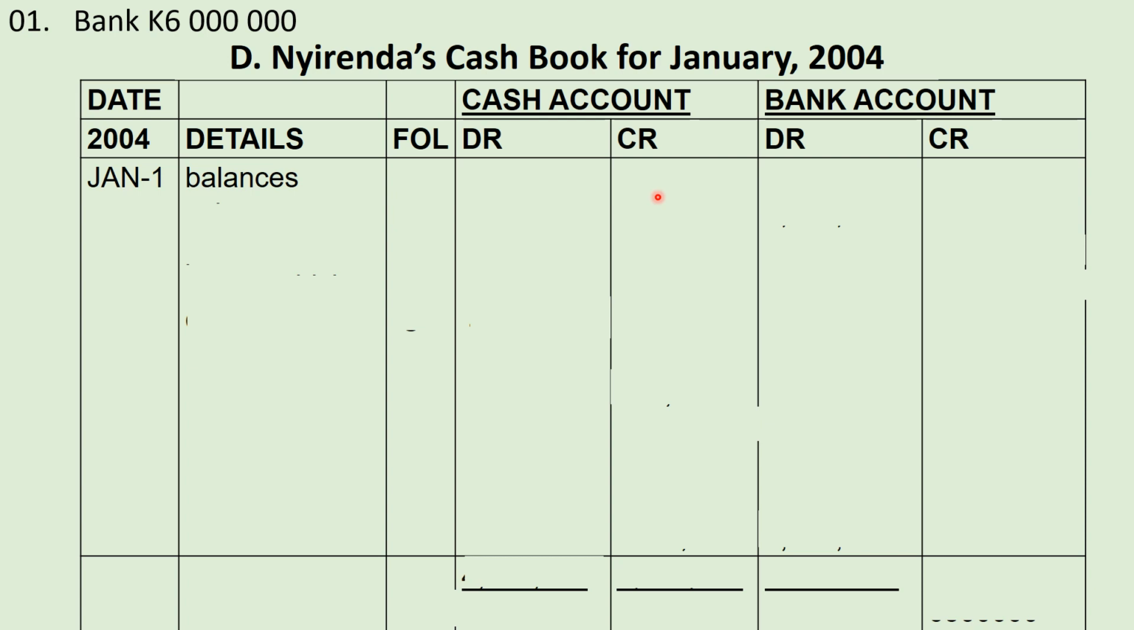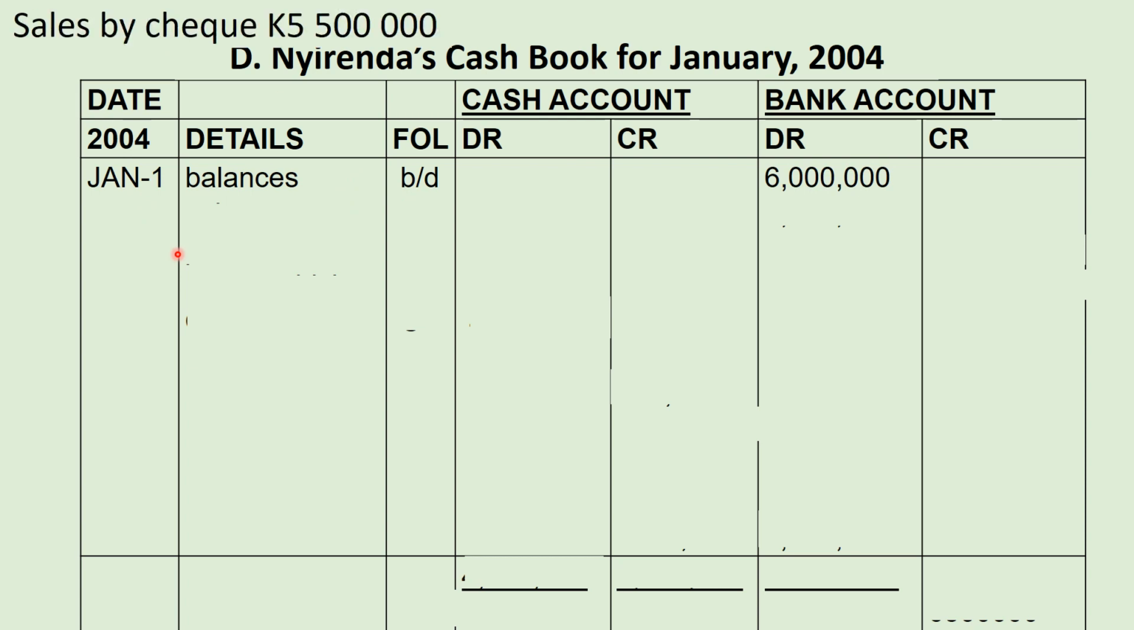Okay, let's go back to the cash book. The balance was in the bank account, but we're going to put B/D, which simply means brought down, meaning that this balance is from the previous trading period. The amount is 6 million. So we have 6 million in the bank. By the way, if we had a cash balance, we could have also written it here in the same line.